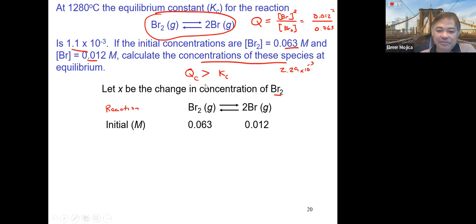So saan direction mapupunta yung reaction? Okay? So it favors the left. So when QC is greater than KC, it favors the reaction from right to left. Is that clear?